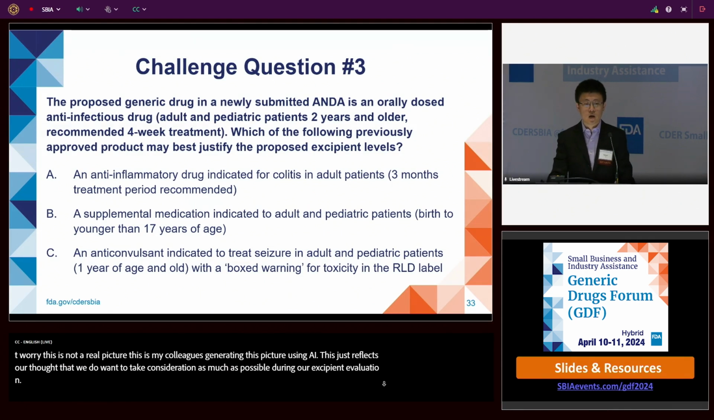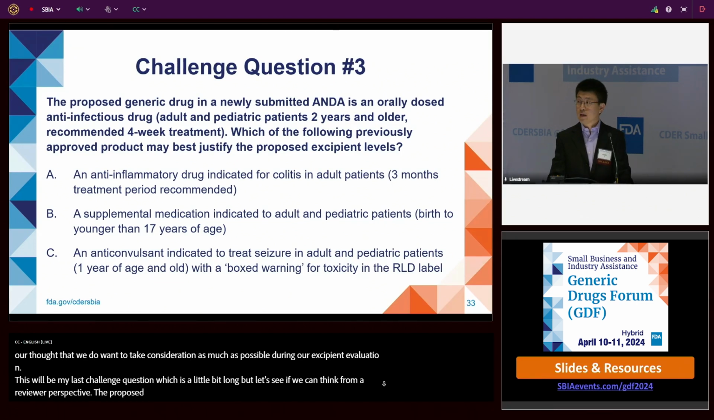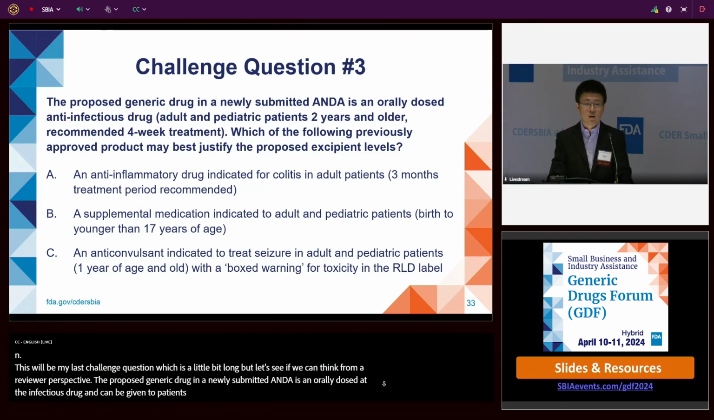It's a little bit long, but let's think from an OB reviewer perspective now. The proposed generic drug in a new ANDA is an orally dosed anti-infectious drug. It can be given to grown-ups and pediatric patients 2 years of age and older. The recommended dosing regimen is a 4-week daily treatment. I should have said that.